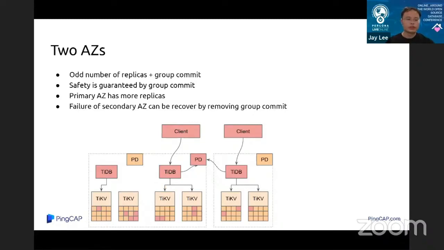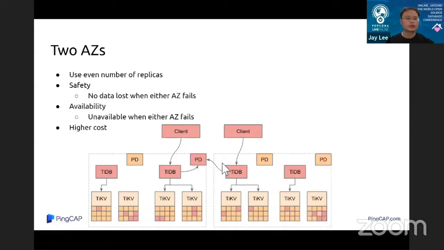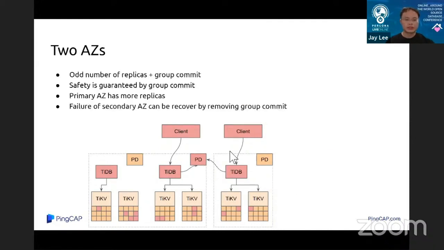And we usually choose one AC to be a primary AC and the other one is secondary AC. Primary AC has more replicas. And compared to the even number of replicas, in this case, if secondary AC fails, the primary AC can still contain the majority of replicas. So we can still make the cluster recover by removing the group commit. After that, the second AC will not be guaranteed to have the latest data. Does it sound like asynchronous replication in the master-slave deployment in the traditional database? Indeed, we follow the concept implemented in our way.